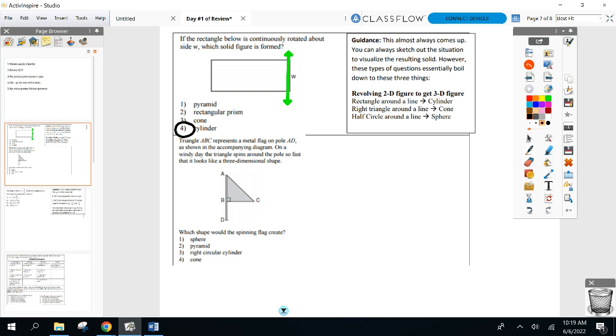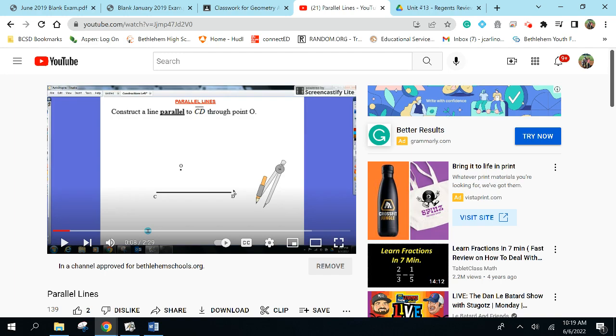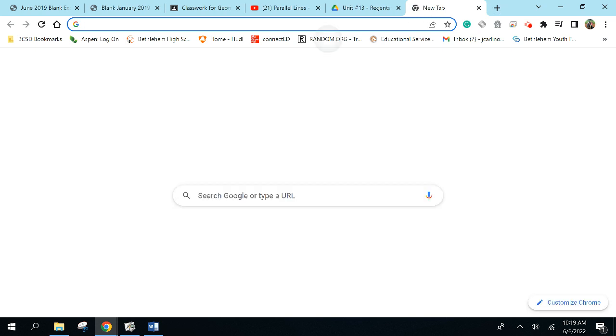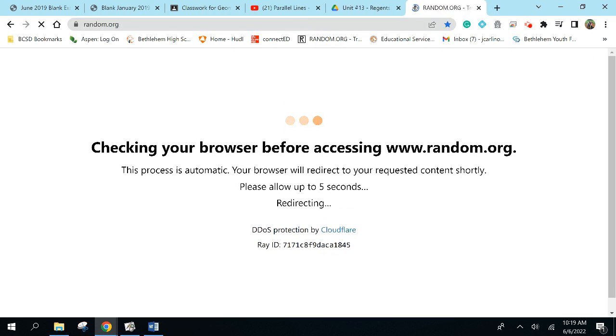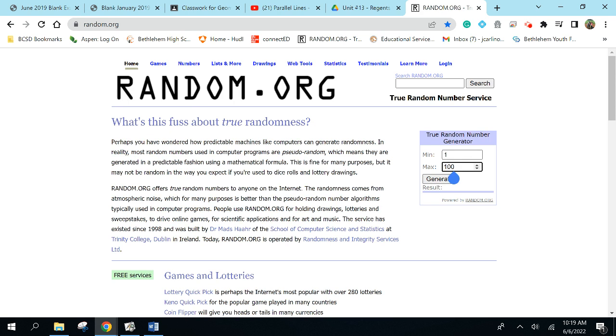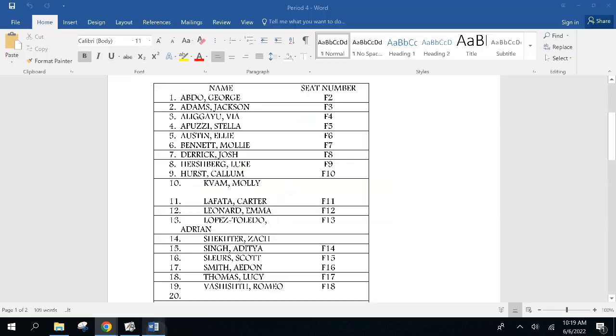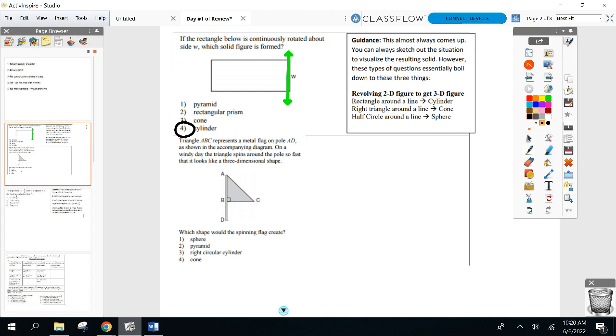And then what about the one right below it? Some of these go quick here. What if I just have a triangle now and I want to rotate it around the flagpole? So AB staying right where it is, rotating that all the way around. What am I going to end up with here? A lot of numbers here. Okay, here we go. Cone, good job. That's a cone.